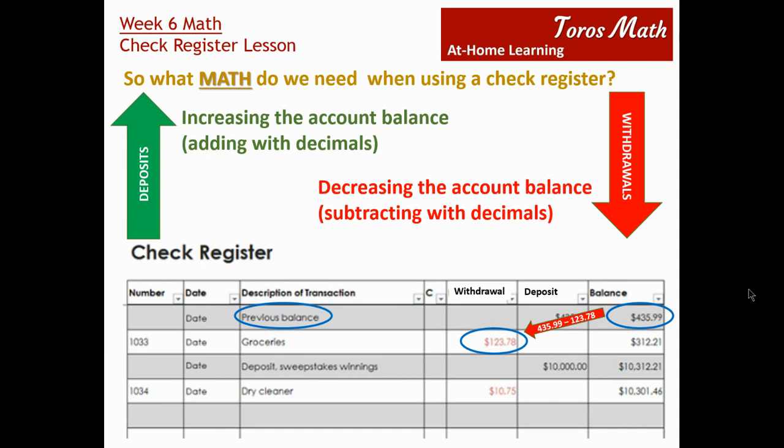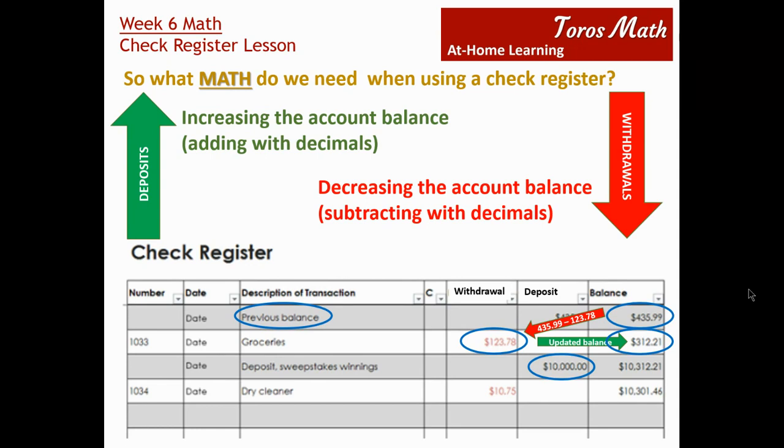And then once we subtract that amount, we need to update the balance again. So the right column is going to be the updated balance that is ongoing after each transaction. So $435 minus 123, we have $312 left over. So now we got our new balance, and then we go to the next line, and we check what happened. So it was a deposit. Oh, awesome. Sweepstakes winnings. Great.